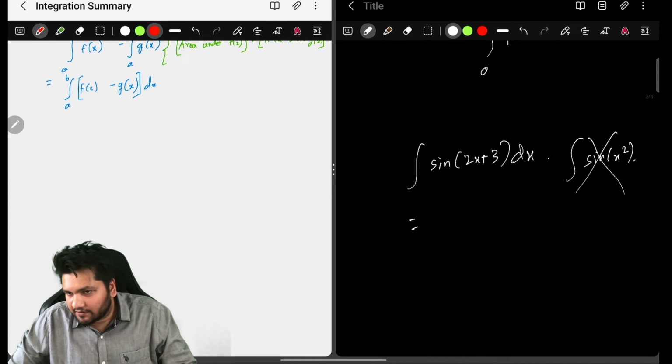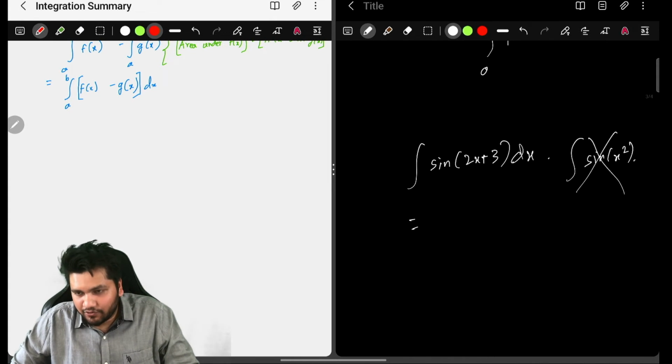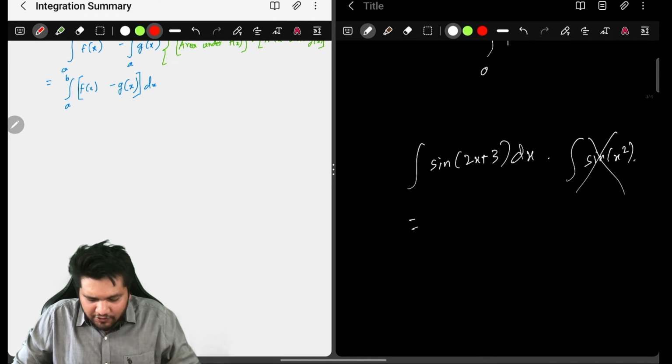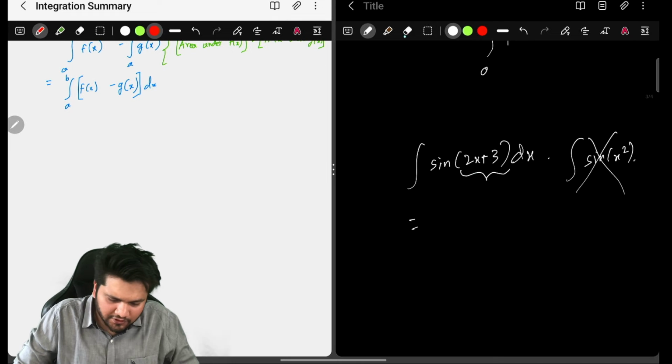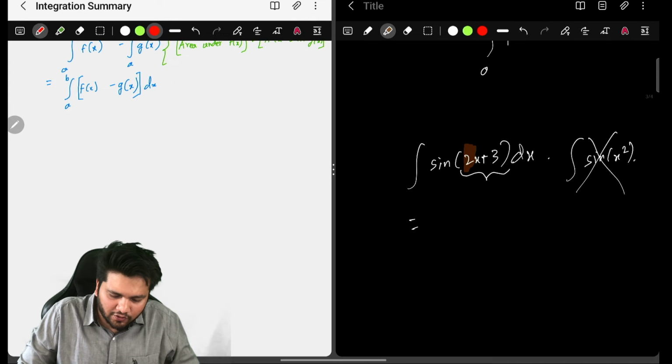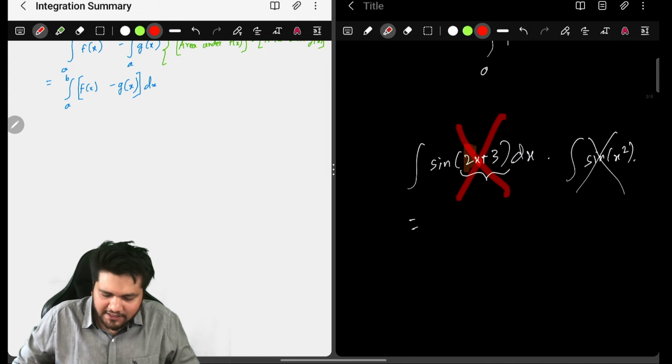Whenever it comes to linear functions, that is sine of 2x plus 3, you just need to consider this 2x plus 3, and you just need to consider the coefficient of x. What is the coefficient of x here? The coefficient of x is nothing but 2. Now that would have been so great if this would have been just x.